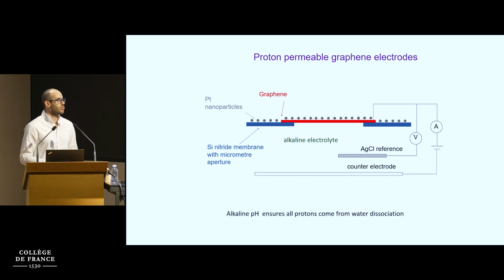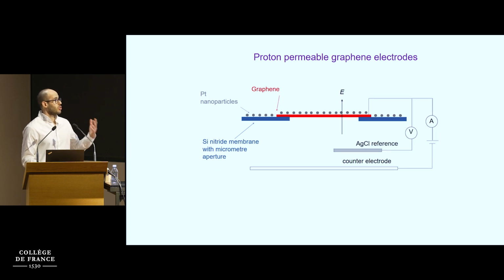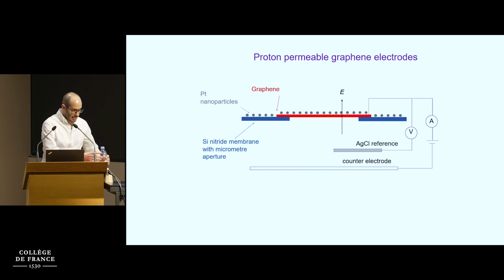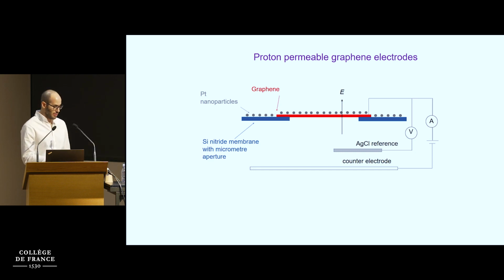So what we did is we used alkaline electrolytes to remove free protons. So the idea is in this system, we want to measure proton currents in a system that does not have free protons. So the idea is, of course, you apply a voltage. This generates an interfacial electric field, and you split the water molecule. Hydroxide ions are excluded from the membrane. Protons go through, and you measure these proton currents.